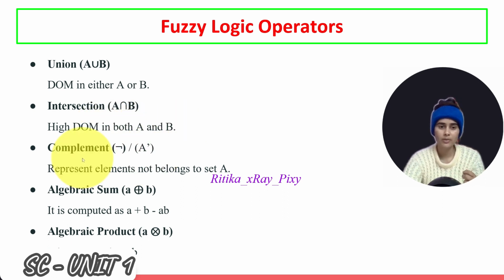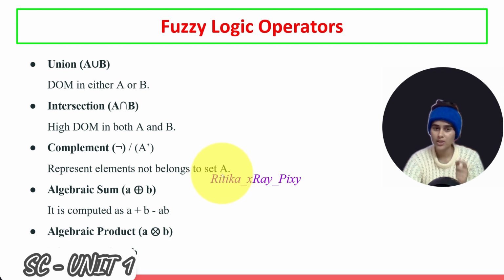Next we have the complement operator, denoted by this. A complement represents the fuzzy set containing all elements that do not belong to set A. Next we have the algebraic sum, denoted by this, and it is computed as A plus B minus AB. The last one is the algebraic product, computed as A into B.